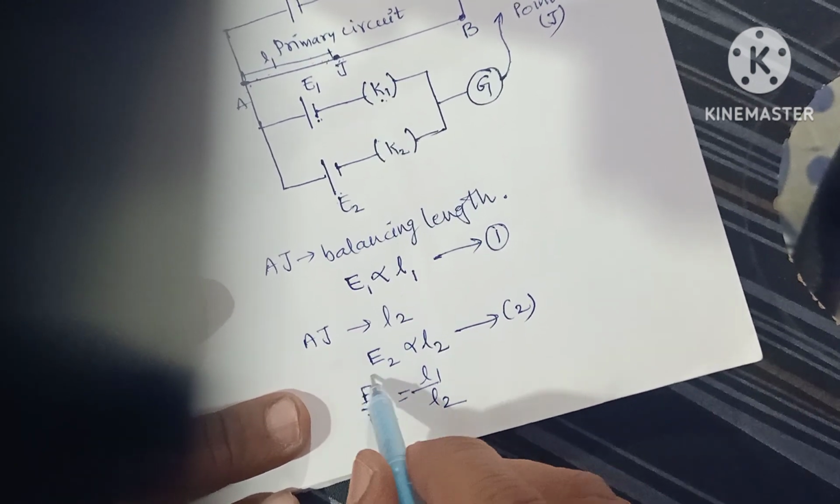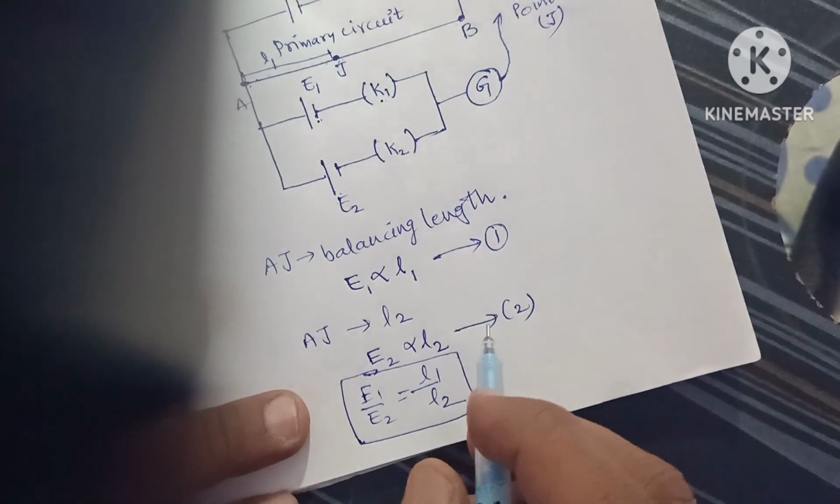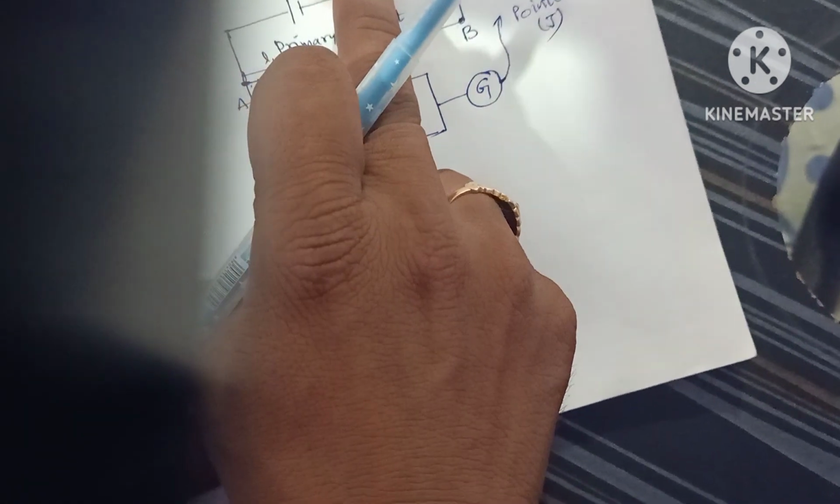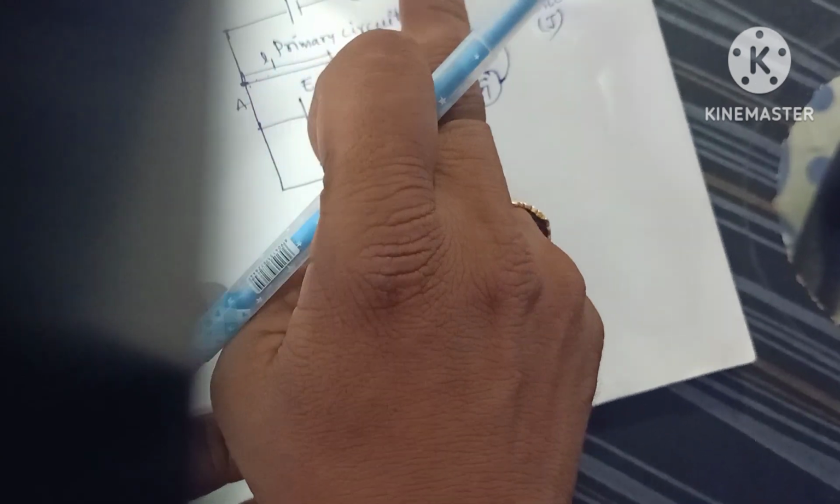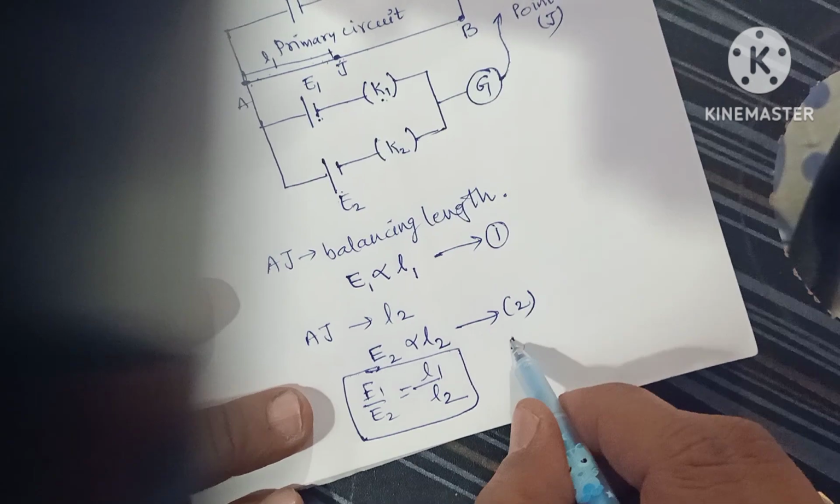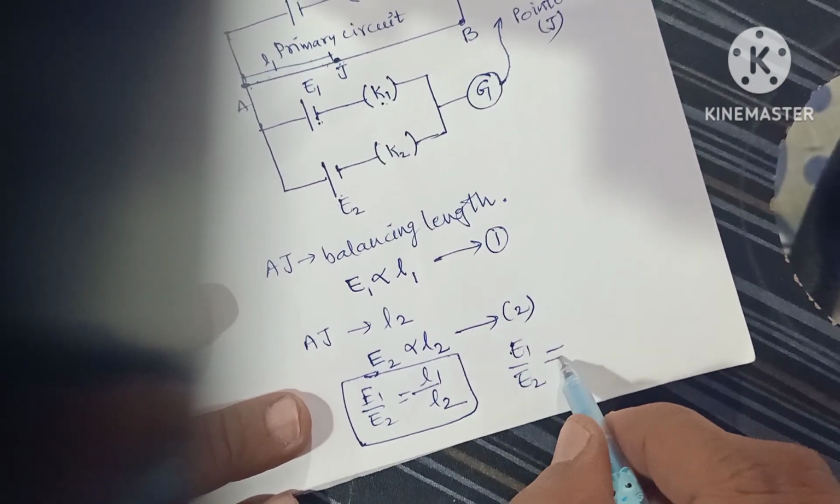Now the same experiment may be repeated 3 to 4 times by changing the current in the primary circuit and by adjusting the rheostat. Then the average value of E1 by E2 is calculated.